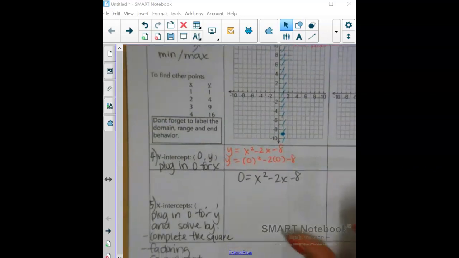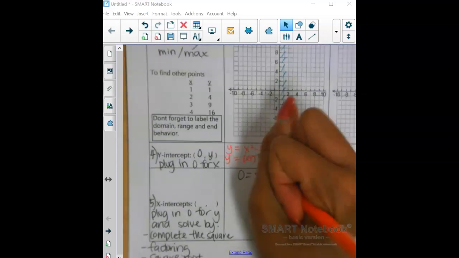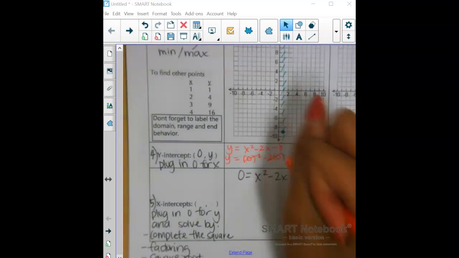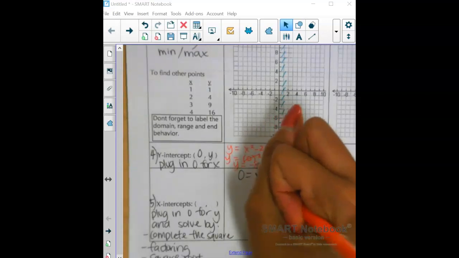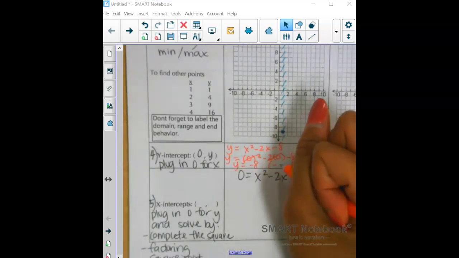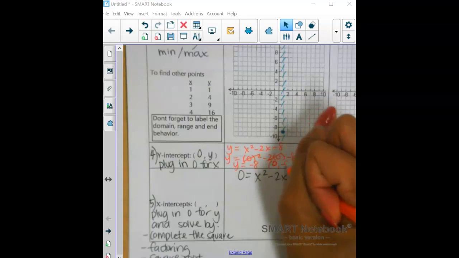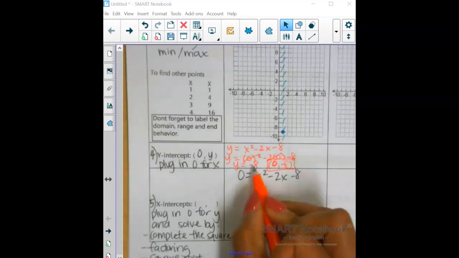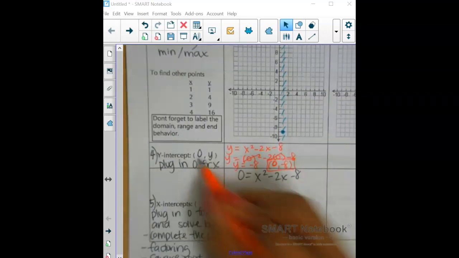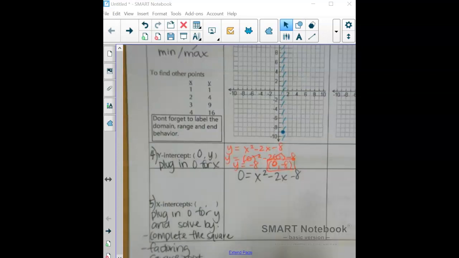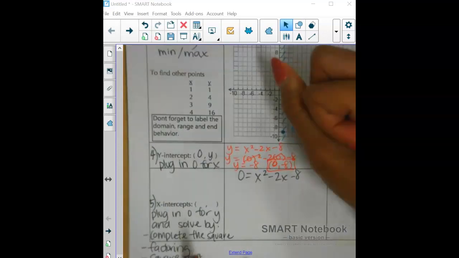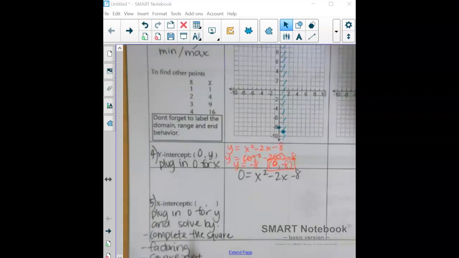Chris, what's 0 squared? 0. What about 2 times 0? 0. So what's your y-intercept? I'm going to write this as (0, -8) as a coordinate because I don't want you to get confused and say, wait, Miss Tapia, this is part of your vertex. No, this is the y-intercept. So (0, -8) is your y-intercept, and I'm going to plot that on my graph. (0, -8), that big blue dot.